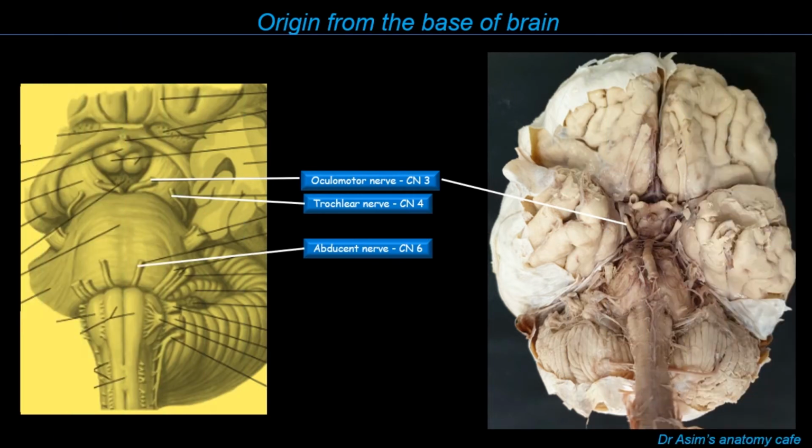Lastly, we've got the abducent nerve, which is our sixth cranial nerve, and that originates from the junction of the pons and the medulla oblongata from the ventral aspect of the brain stem. And if you look over here, you can see this is the abducent nerve.